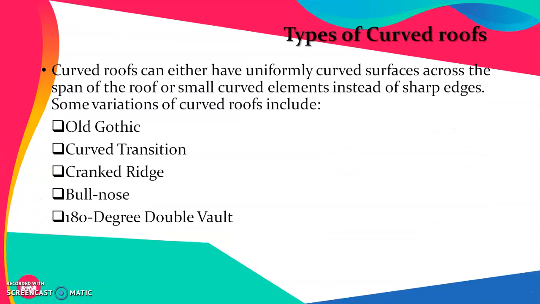Third is the curved roof. The curved roofs can either have a uniformly curved surface across the span of the roof or small curved elements instead of sharp edges. Some variations of curved roof include old Gothic curved roof, curved transition curved roof, cranked ridge roof, bull nose roof, and 180-degree double vault. So these are the different subclasses of the roof.